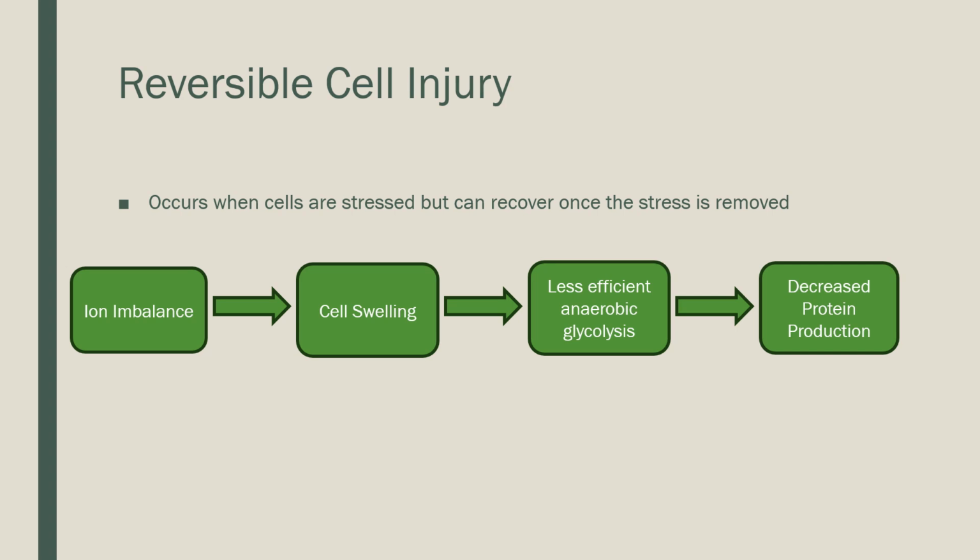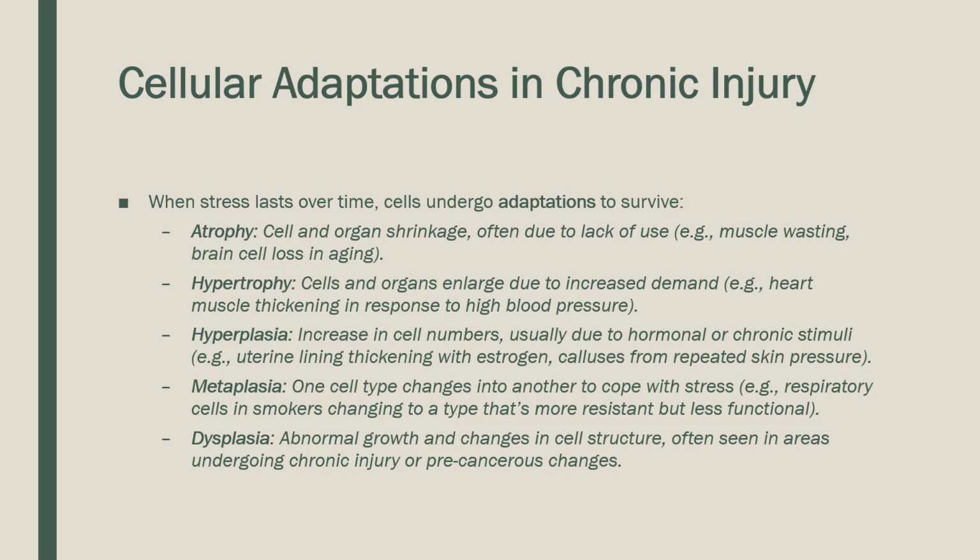If the damage isn't too severe and the cell can restore its energy or neutralize the injury, it can recover and return to normal. When stress lasts over time, cells undergo adaptations to survive. Atrophy is cell and organ shrinkage due to lack of use, such as muscle wasting.